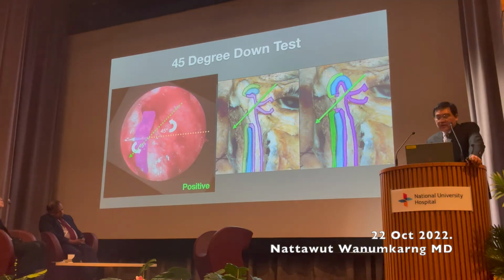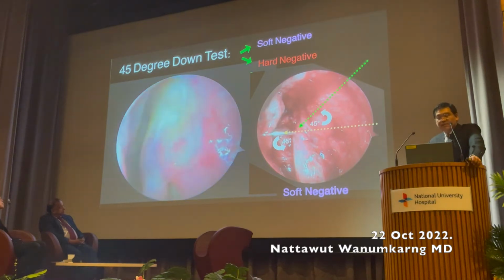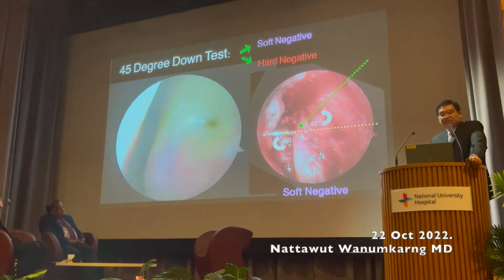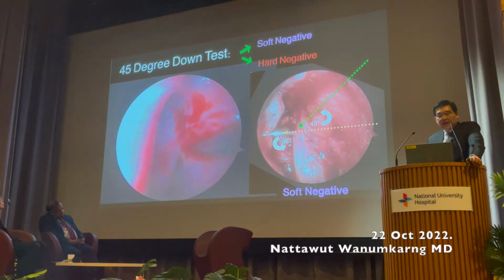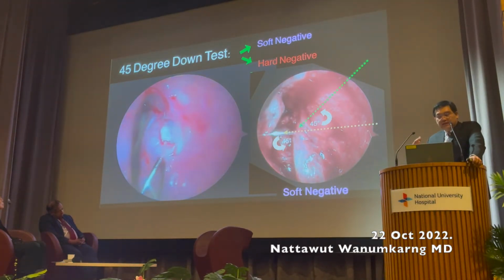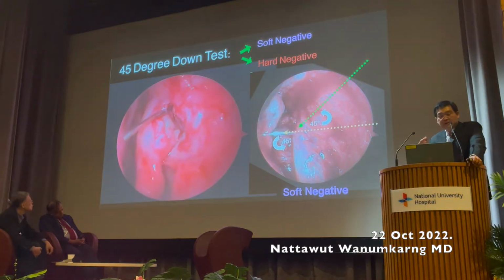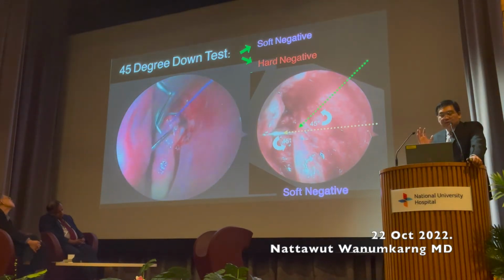This shows it, and I can divide the 45-degree down test into negative, soft negative, and hard negative. The soft negative means in this case they have a problem with failed sump syndrome. When you put the tip of the bone probe down at 45 degrees and you can touch it softly, you can feel the soft touch. That means the bone from the previous surgeon was not adequately removed, so we have to do the bone work again.